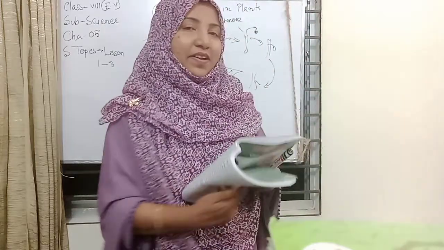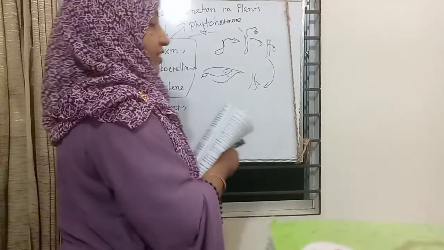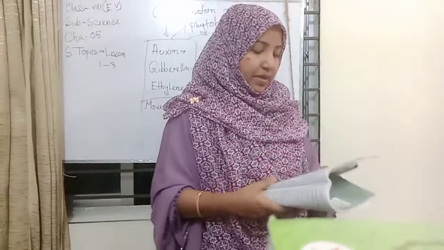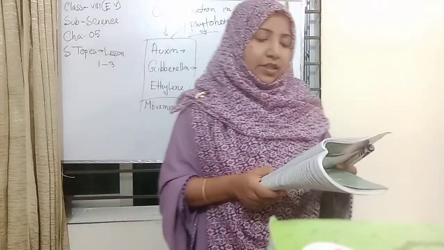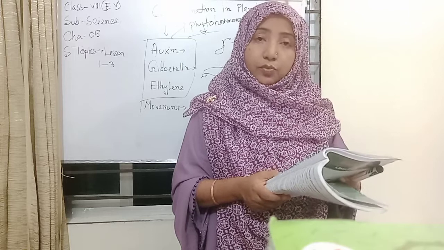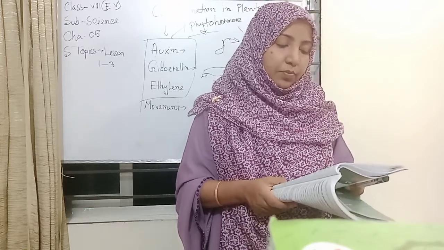Now, my dear students, our next topic, the first structure, is the auxins. What's the meaning of the auxins? Charles Darwin first discovered this hormone. He observed the effect of light on the plumule membrane.